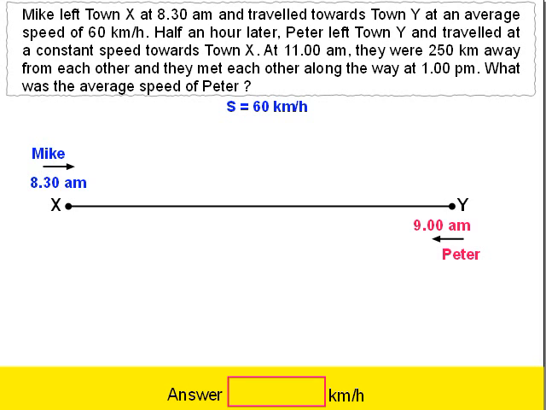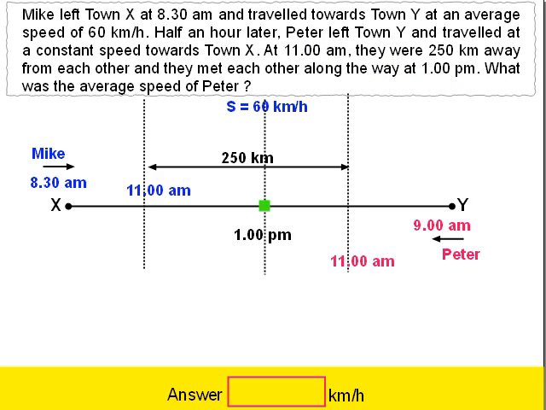Now, the question says that at 11 a.m. they were 250 kilometers away from each other. At 11, and then at 1 p.m. they met along the way. So I just put it in the center, because I do not know the speed of Peter. I assume that it's in the center. At 1 p.m. they met. But remember, at 11 a.m., 2 hours before this, they were 250 kilometers apart. Like this.